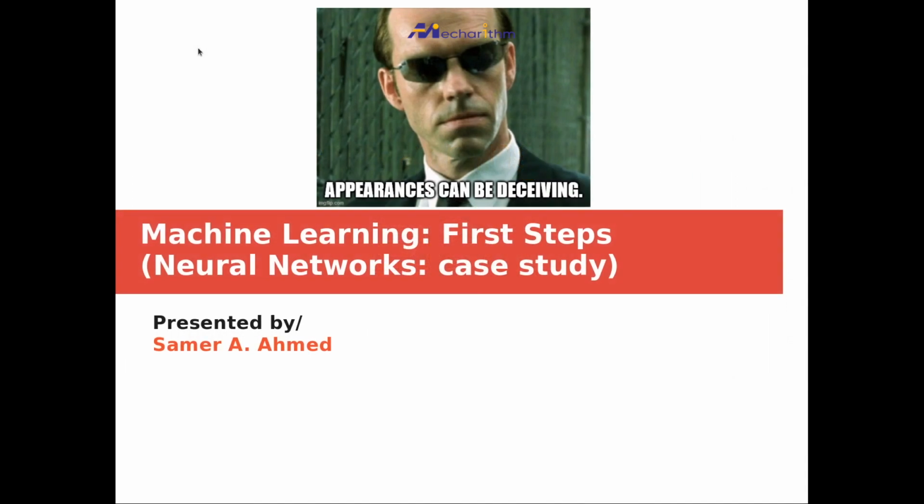Today we're going to work on a case study of neural networks. So we're going to classify objects based on their appearances, and as Agent Smith says, appearances can be deceiving.